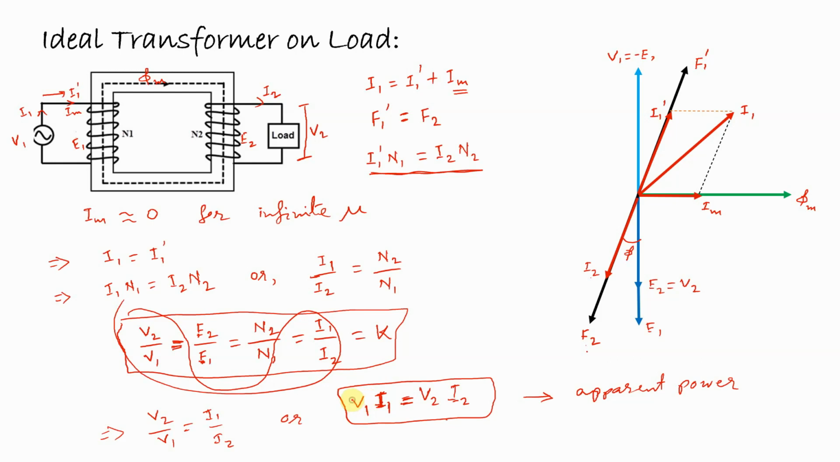That means the product of V1 I1, the supply voltage in the primary into the primary current, is equal to the load terminal voltage into load current. It means if the voltage on one side is lower than the voltage on the other side, the current on the first side will be more than the current on the second side. That means if V1 is less than V2, then I1 will be greater than I2.